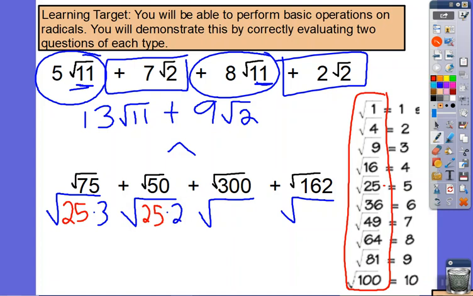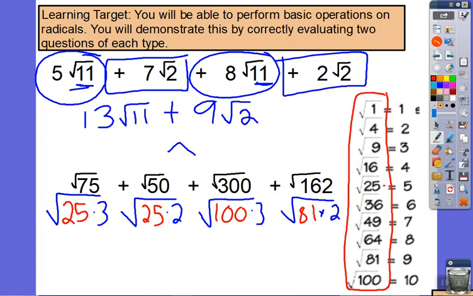Okay, our next one, 300. What goes into 300 from our list? Hopefully that one's clear to you. 100. That's going to leave 3. And then the last one here might not be obvious to you. 162, that is 81 times 2.